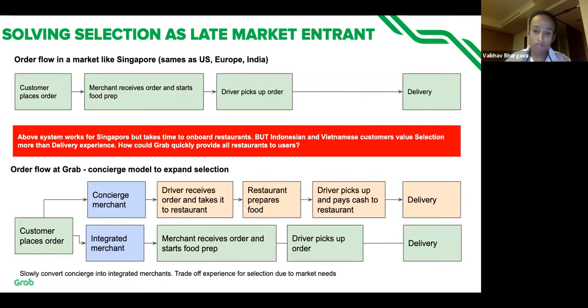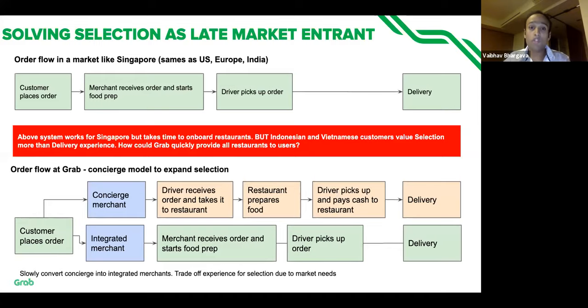On day one, Grab had to actually, and this is not just Grab, it's players in these markets, treat your merchants slightly differently. You cannot integrate every merchant. Rather, you have something called a concierge merchant, and you have an integrated merchant.